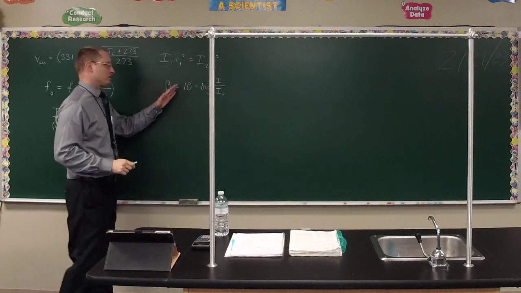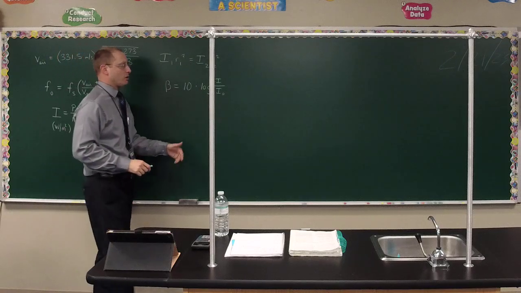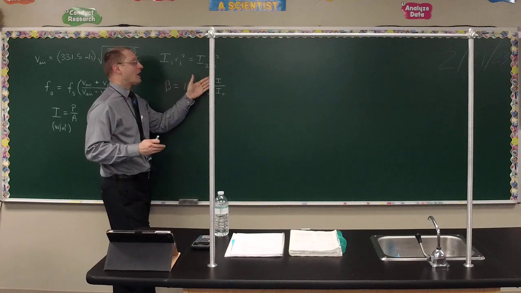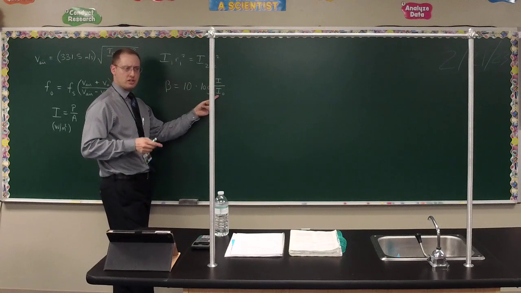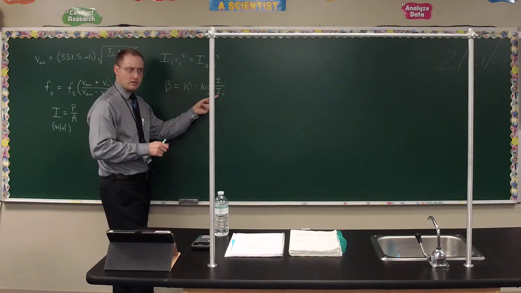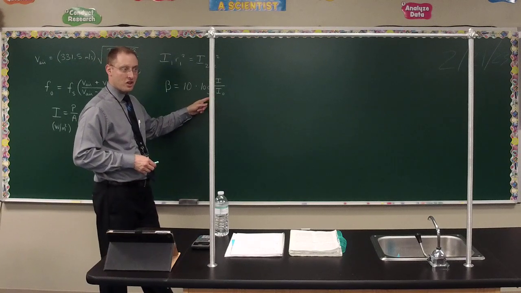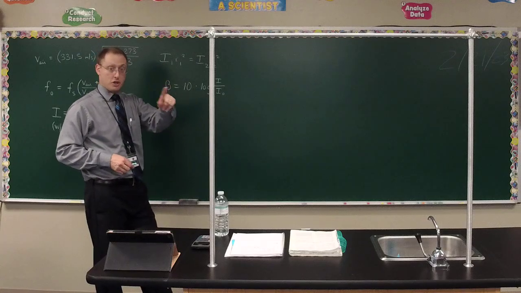There we go. Beta equals 10 times the log of I over I sub 0. So we'll take the intensity of a sound and compare it to the, what do we call this I sub 0, this lowest intensity we can hear? Threshold of hearing. The threshold of hearing.